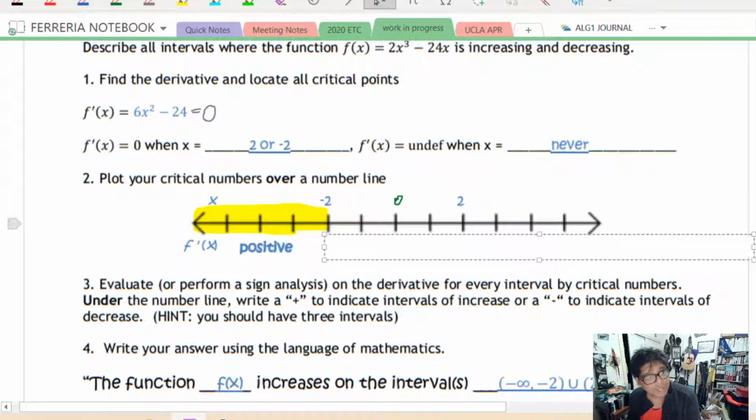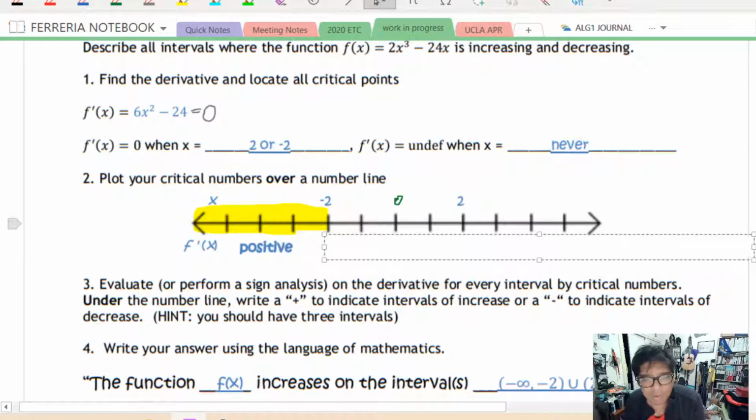How can I tell? Well, let's pick a number here somewhere between negative 2 and negative infinity. Some of you might be thinking negative 3, but I find that my mental math works better if I just make it a really small negative number, like negative 100. Let's take negative 100 and square that. That gives us a positive 10,000. 6 times 10,000, that's 60,000. 60,000 minus 24, that is a positive number. Okay, so for all points between negative infinity and negative 2, the derivative is positive.